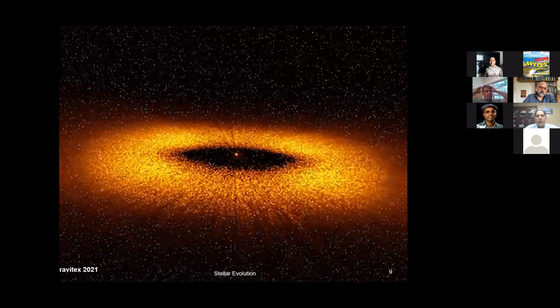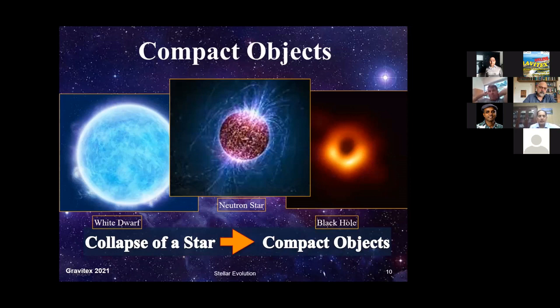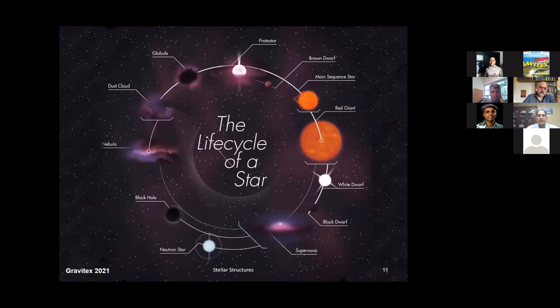So these are the kinds of compact objects. This is the output of the collapse of a star. We have the result: white dwarf, neutron star, or black hole, depending upon the collapsing object. This is the summary of the life cycle of a star. We start from nebula, dust cloud, then globule, protostar, brown dwarf, main sequence star, red giant. And then this is the collapse of the object, and consequently we have white dwarf, black dwarf, supernova, and neutron star, and finally the black hole, depending on the mass of the object.